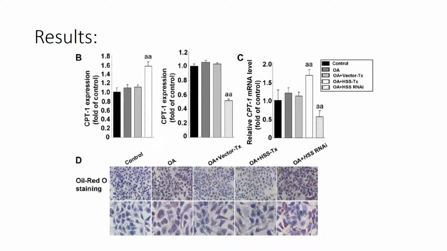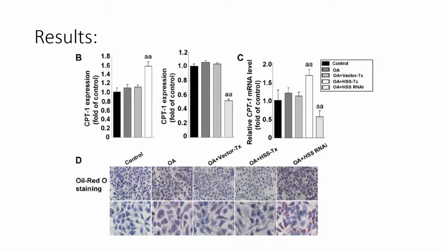Starting on the graph on the left, it showed the different levels of expression between the control, oleic acid treatment, oleic acid treatment and vector TX, and oleic acid treatment with HSS TX. The second graph, right next to it, showed the comparison between the control, oleic acid treatment, oleic acid treatment and vector TX, and oleic acid treatment and HSS RNAi. The graphs were separate in order to show the comparisons between the maximum and minimum treatments.